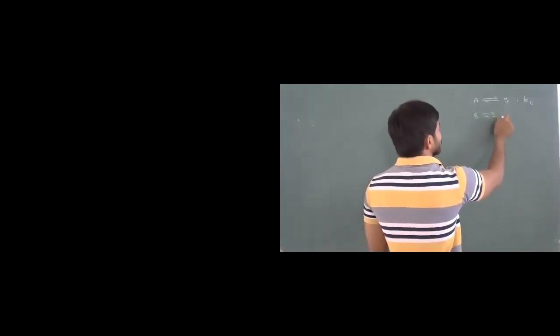If the reaction is reversed, I can write here B gives rise to A. For this, the equilibrium constant is 1 by Kc. This is the first formula. When you reverse any equilibrium reaction, the new K becomes the reciprocal of the initial equilibrium constant.